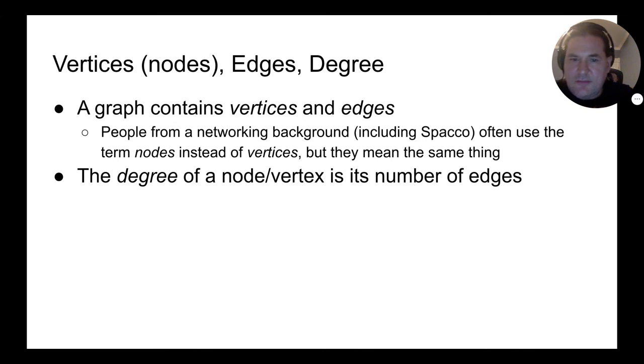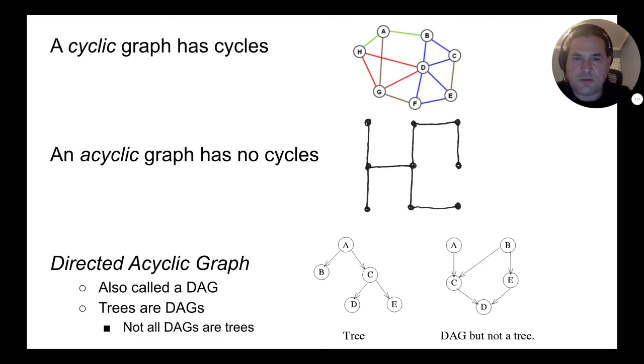Okay. Some other thoughts. A graph has vertices and edges, or, with a networking background, you're going to say nodes and edges. The degree is just the number of edges. A cyclic graph has cycles. This is an undirected graph, and it's got cycles. I can go from A to B, from B to D, from D to H. Then I could get back to A, right? So I could take a cycle through this graph. So we would say that graph is cyclic.